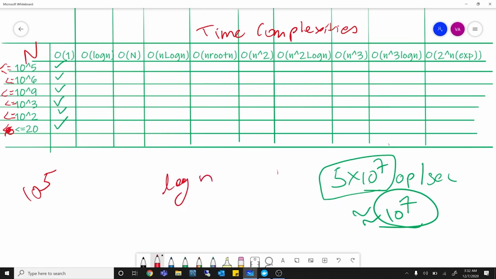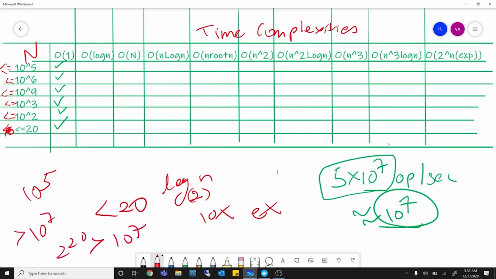One common mistake people make is about the base. This is not 10. This is not natural log. When I talk about log n here, it's log to the base 2. So log of 10 to the power 5 base 2 is less than 20. Right. So 2 to the power 20 is greater than 10 to the power 7, and so definitely log of 10 to the power 5 is less than 20.